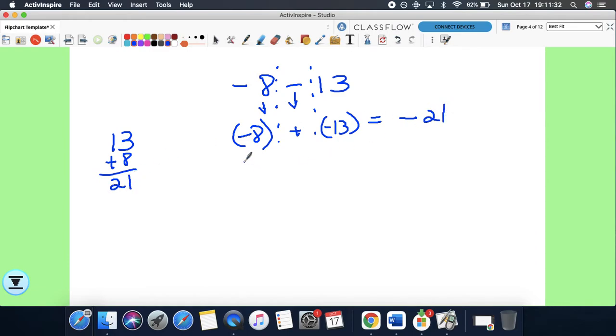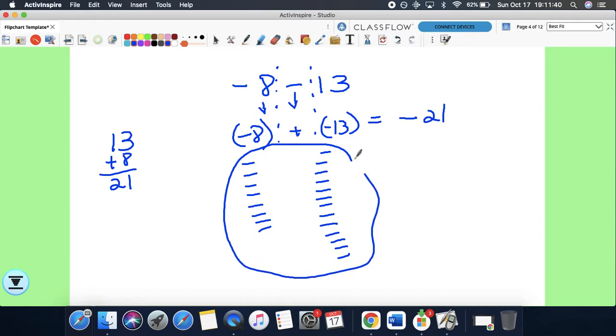So again, let me draw this. 1, 2, 3, 4, 5, 6, 7, 8. 1, 2, 3, 4, 5, 6, 7, 8, 9, 10, 11, 12, 13. So no 0 pairs. I can't make 0 pairs, so again, it's just one happy group of negatives. And how many negatives? 21.